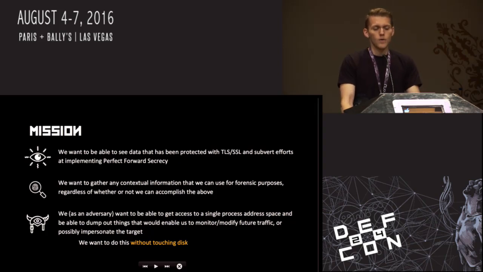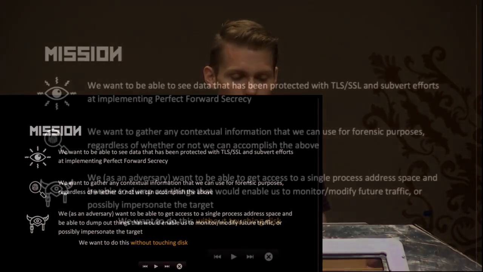What's the value? Well, we want to be able to subvert perfect forward secrecy. That's the point. Now that we know that S-channel embraces it, we want to get around that. Even if we can't do that, we want to see, is there any forensic context to be had, and is there anything we can do with that would be of value, and how long does that live?